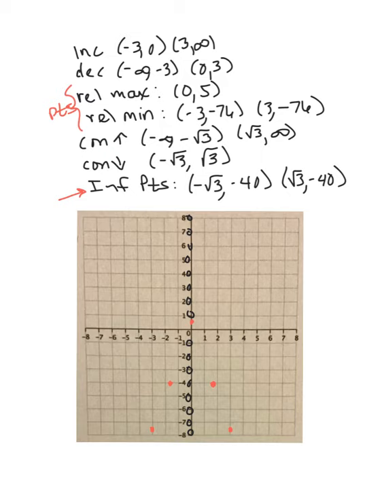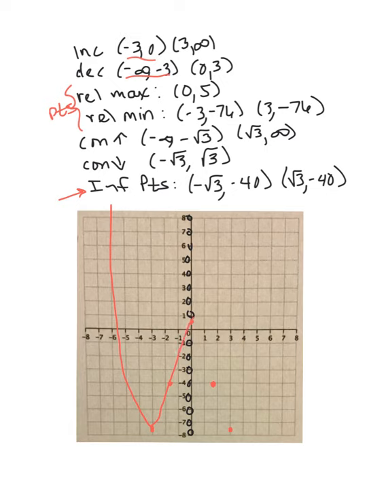Now use the increasing and decreasing to help you draw the graph. We are decreasing from negative infinity to negative 3. So all the way to that first point, we are decreasing. Then we increase from negative 3 to 0.